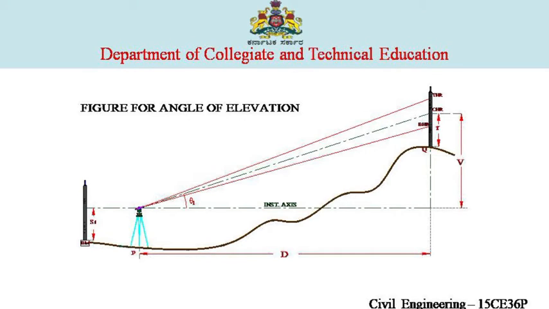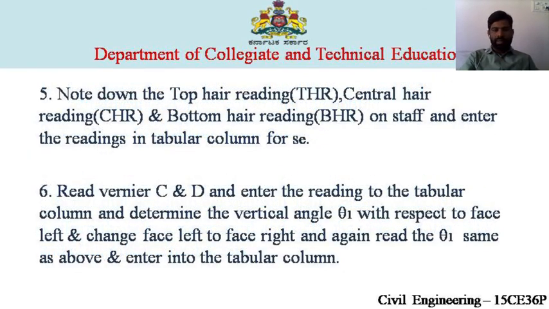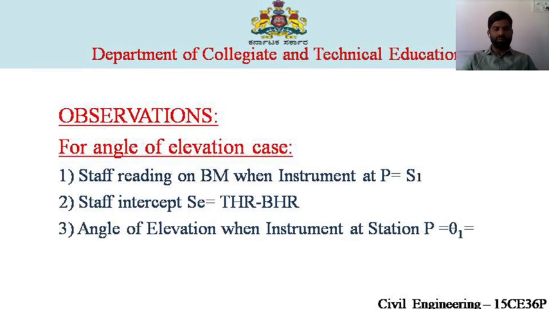For the case of angle of depression, the same procedure is followed by holding the staff at point R, which is lower than point P. Thus, by the end of the experiment, we should have these three observations: the backside reading, the angle of elevation theta 1 and the staff intercept S.